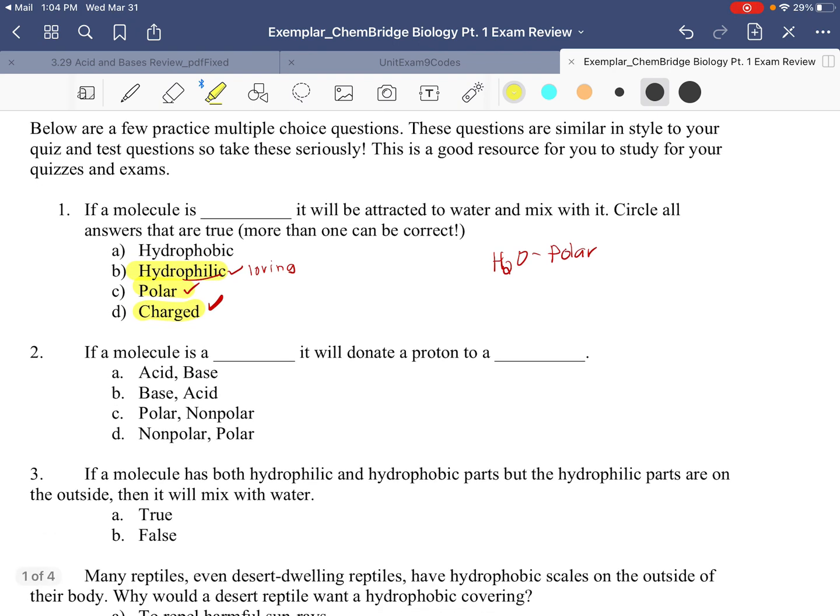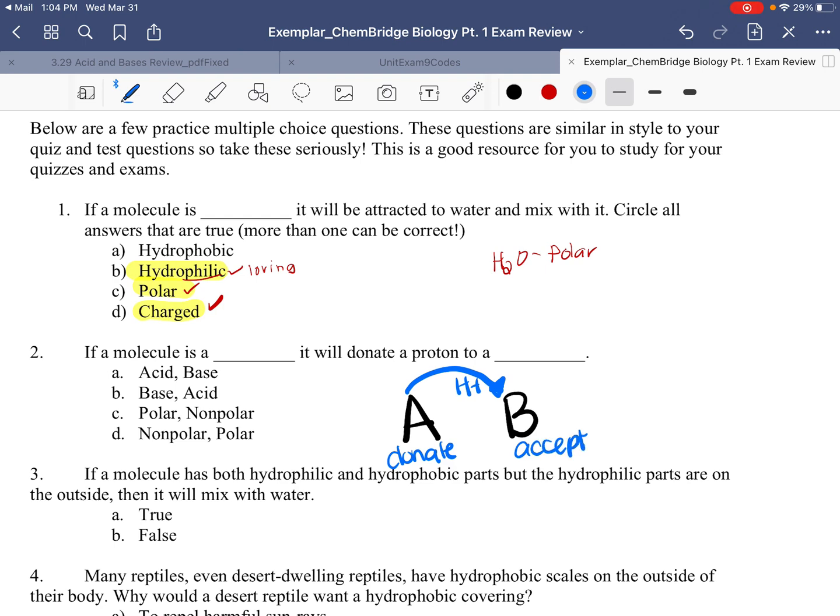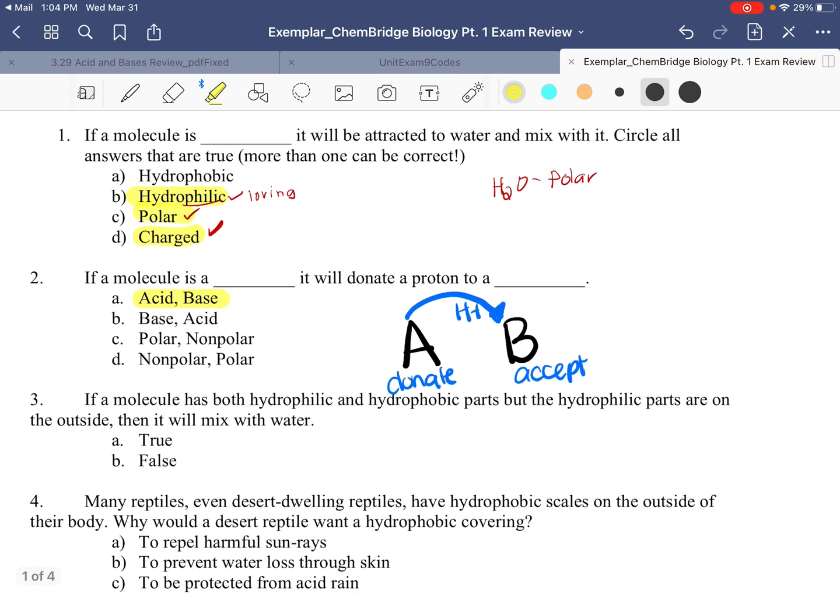If a molecule is blank, it will donate a proton. So the little visual that always helps me remember from acids and bases: here you have an acid. It donates to a base, that hydrogen ion. So acids donate and bases accept, right? So looking at that information, try to come up with your own answer. For this one, if a molecule is an acid, it will donate a proton to a base. So our answer would be A. Again, that little visual should be able to help you. And remember, acids donate to the bases and bases accept.